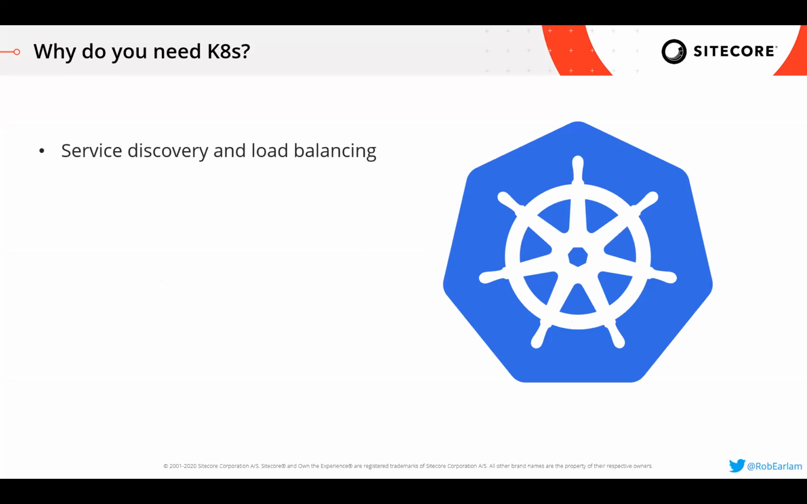The first is service discovery and load balancing. Kubernetes allows you to expose containers using DNS names or IPs. And if traffic to a container is high, Kubernetes lets you load balance and distribute the network traffic to ensure that your deployment remains stable. It enables storage orchestration, which means you can automatically mount a storage system of your choice. That could be local disks, public cloud providers, and many, many more besides. It enables automated rollouts and rollbacks.